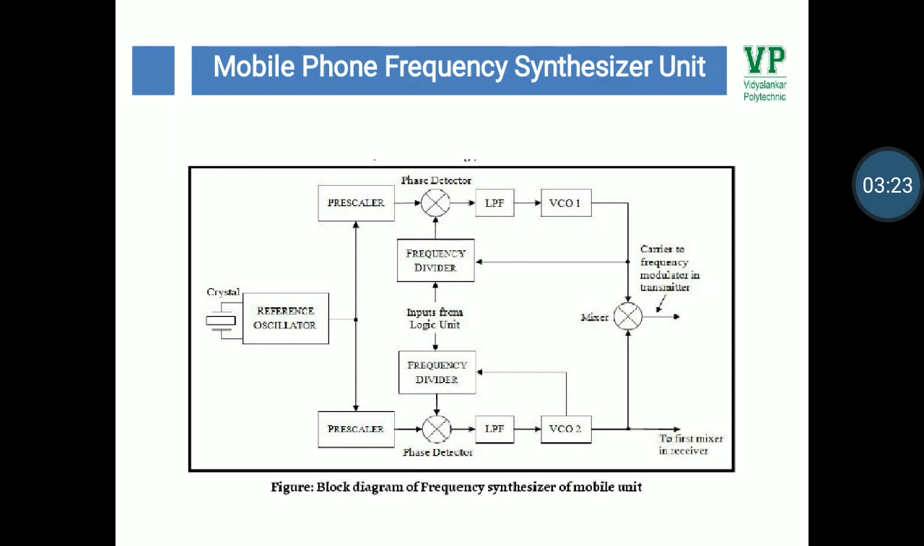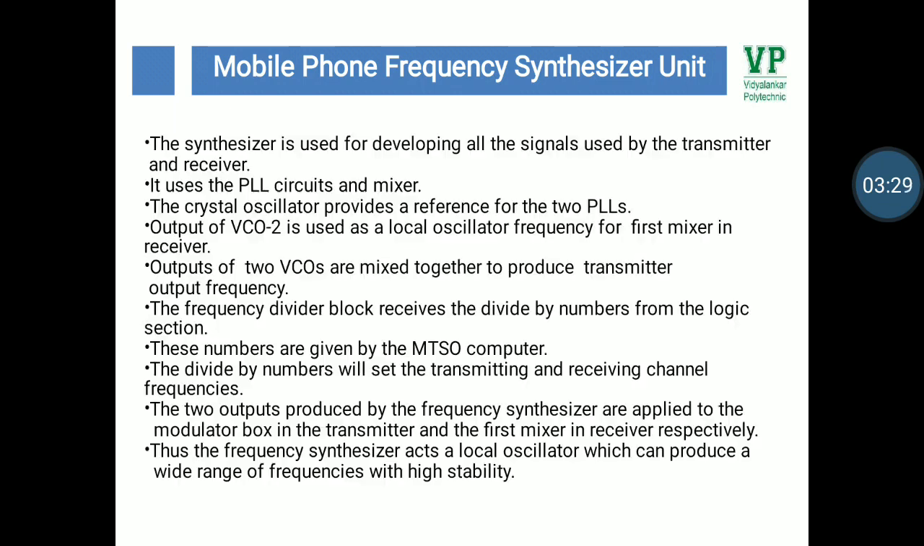Figure shows block diagram of mobile phone frequency synthesizer unit. The synthesizer is used for developing all the signals used by transmitter and receiver. It uses PLL circuit and mixer. The crystal oscillator provides a reference for the two PLL. The output of voltage controlled oscillator 2 is used as a local oscillator frequency for first mixer in the receiver. The output of two voltage controlled oscillators are mixed together to produce transmitter output frequency.